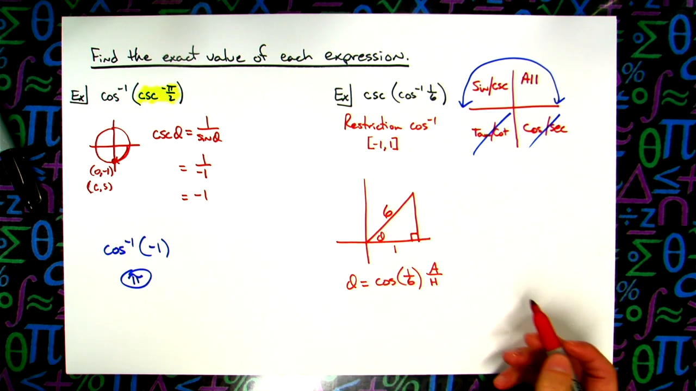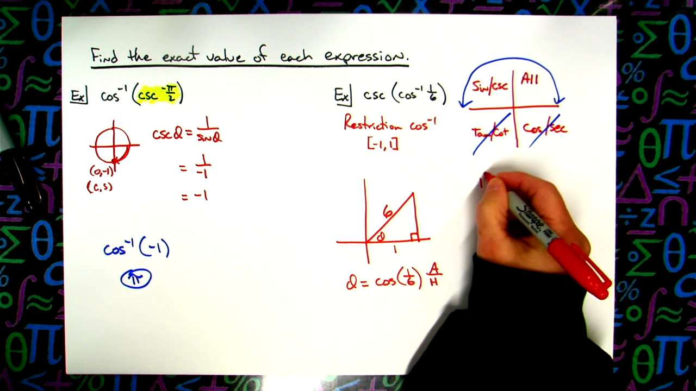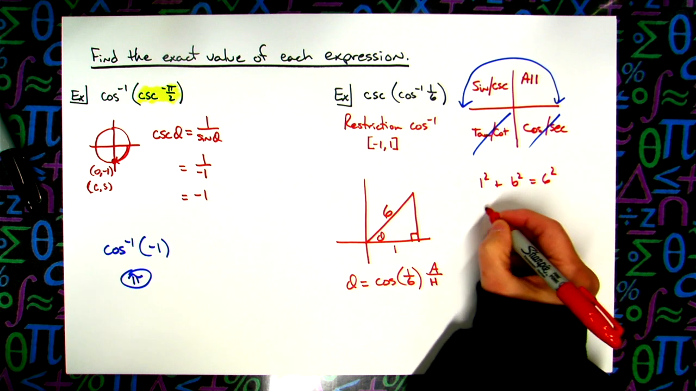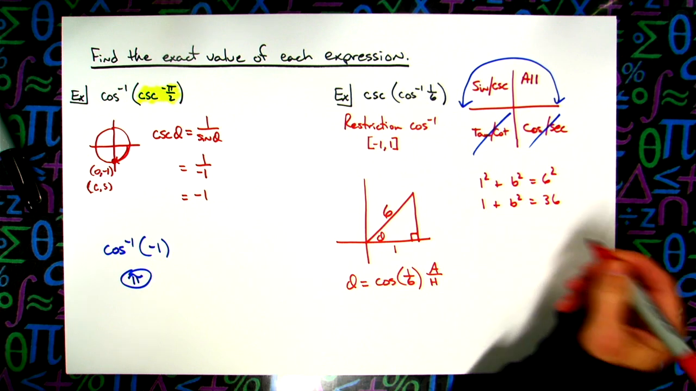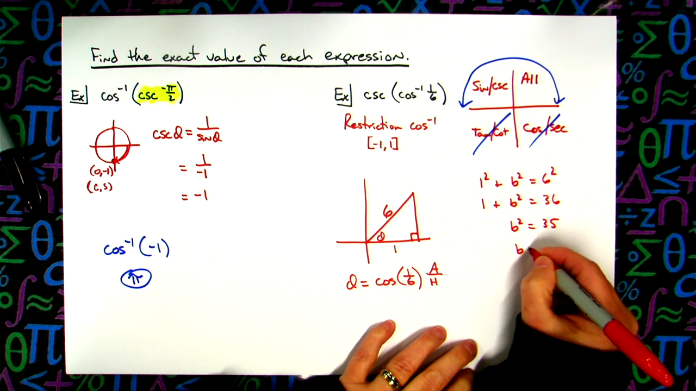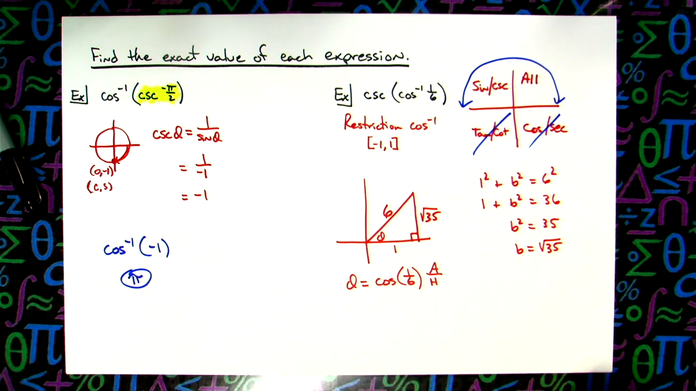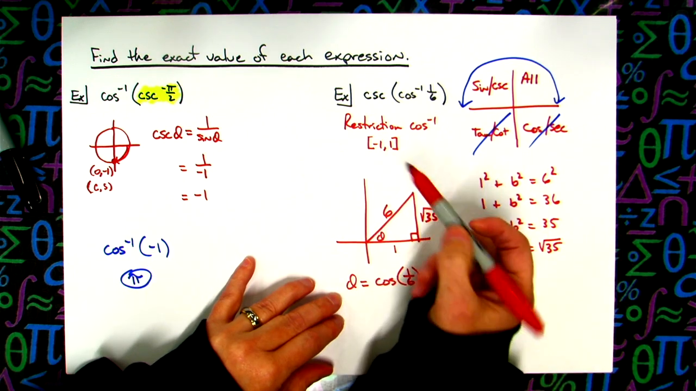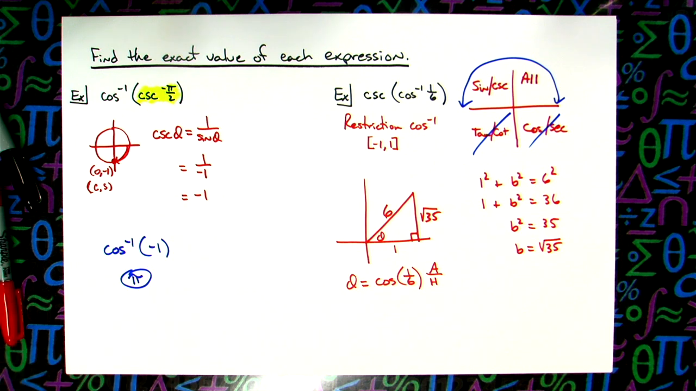I can use a squared plus b squared equals c squared to find this missing side. So 1 squared plus my missing side, b squared, equals 6 squared. So 1 plus b squared equals 36. Subtract 1 from both sides, b squared equals 35. So my missing side is the square root of 35. Now, I've done the inside portion of this. I've used my inverse cosine, and I've got my triangle. So now I just have to answer the outside.